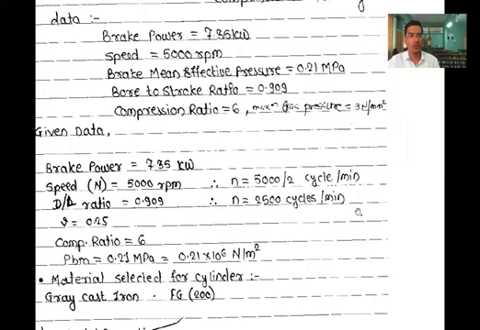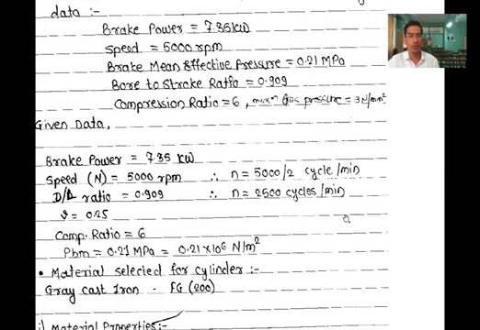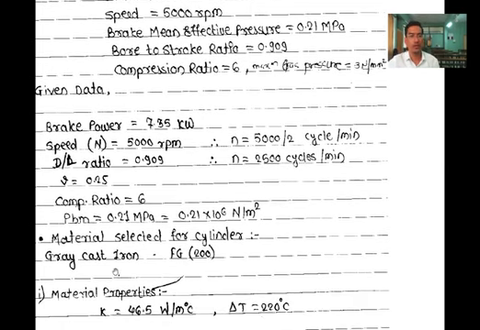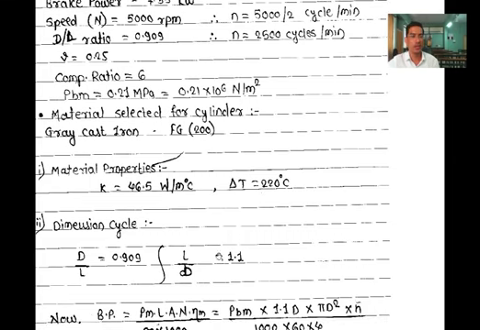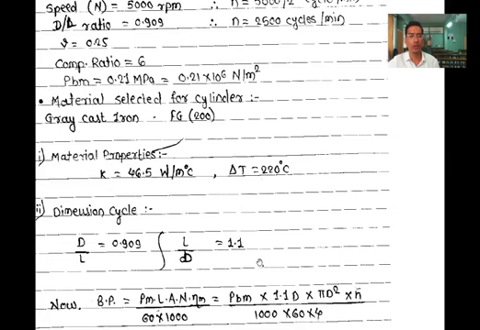Now the first component we are going to design is the cylinder. The material for the cylinder is taken as gray cast iron, whose designation is FG200. The material properties are: thermal conductivity K is equal to 46.5 watt per degree Celsius, and delta T, the temperature difference, is 220 degrees Celsius. The D by L ratio, the bore diameter to stroke length ratio, is 0.909. So the L by D ratio will be equal to 1.1.